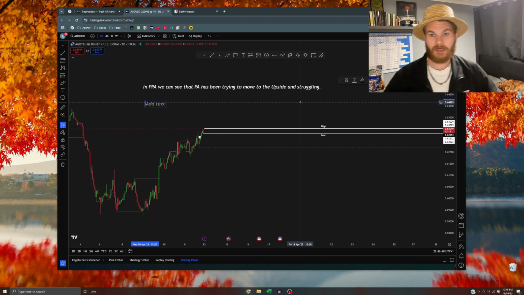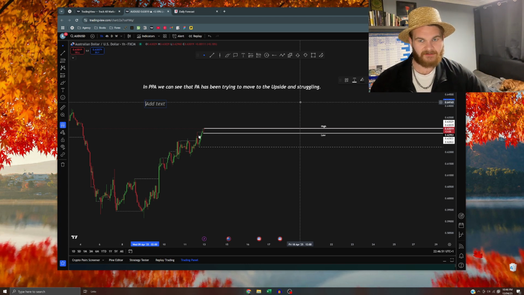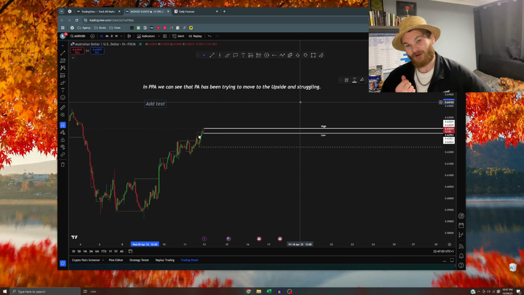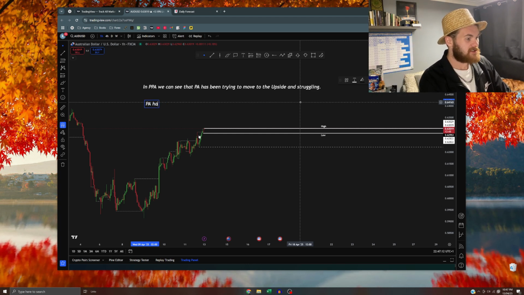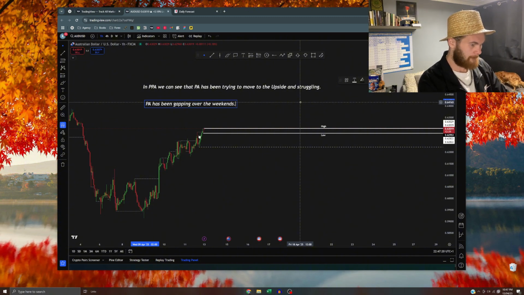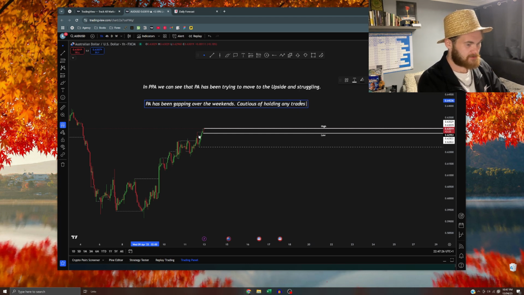I'm just going to note as well that we have seen a mini gap. I know it's not a massive gap, but because of volatile news as of recent, the market has been more prone to gapping. That means if I'm holding over the weekends, there's extra risk that I don't want to be putting on my account. So I'm just going to note that price action has been gapping over the weekends, cautious of holding any trades over the weekend. I'm just going to mark that down.